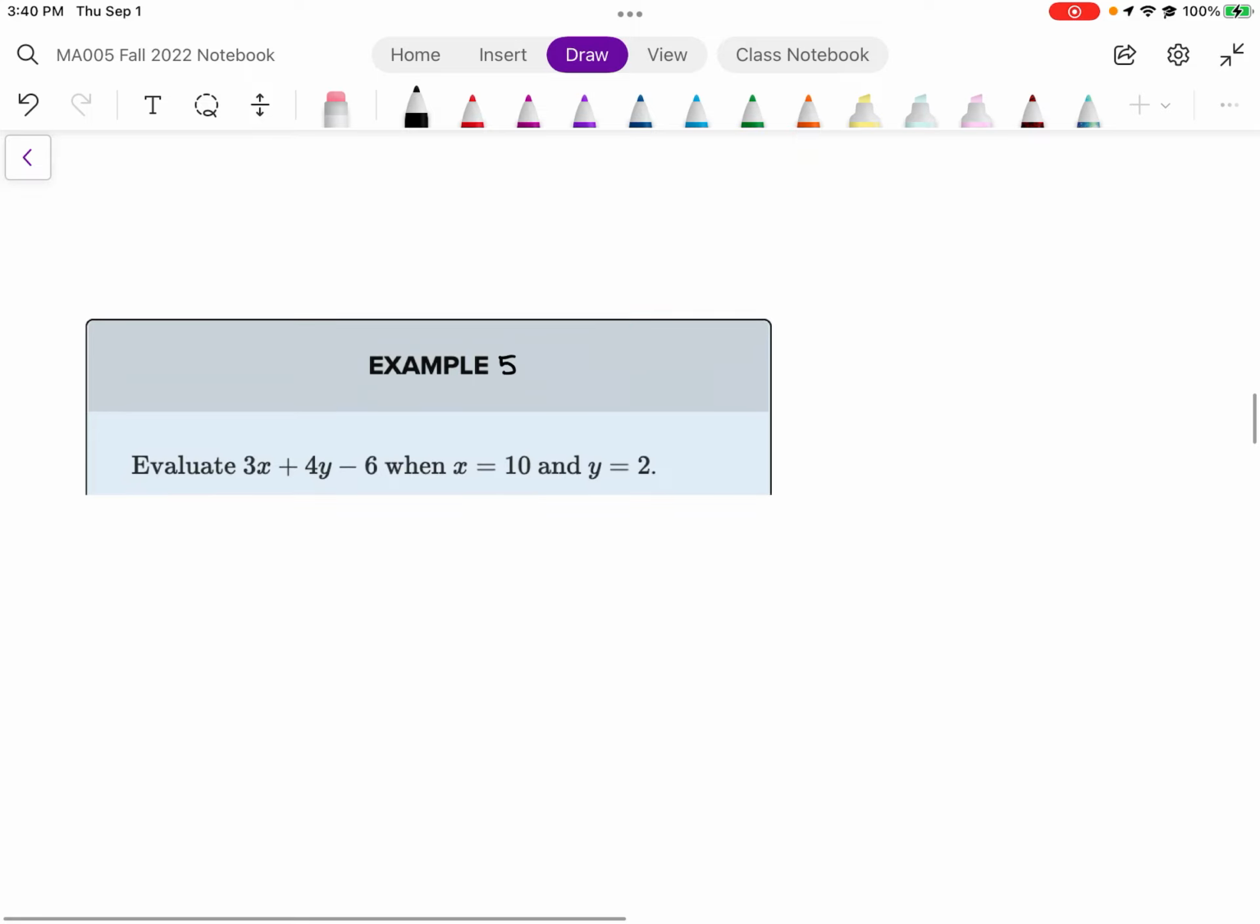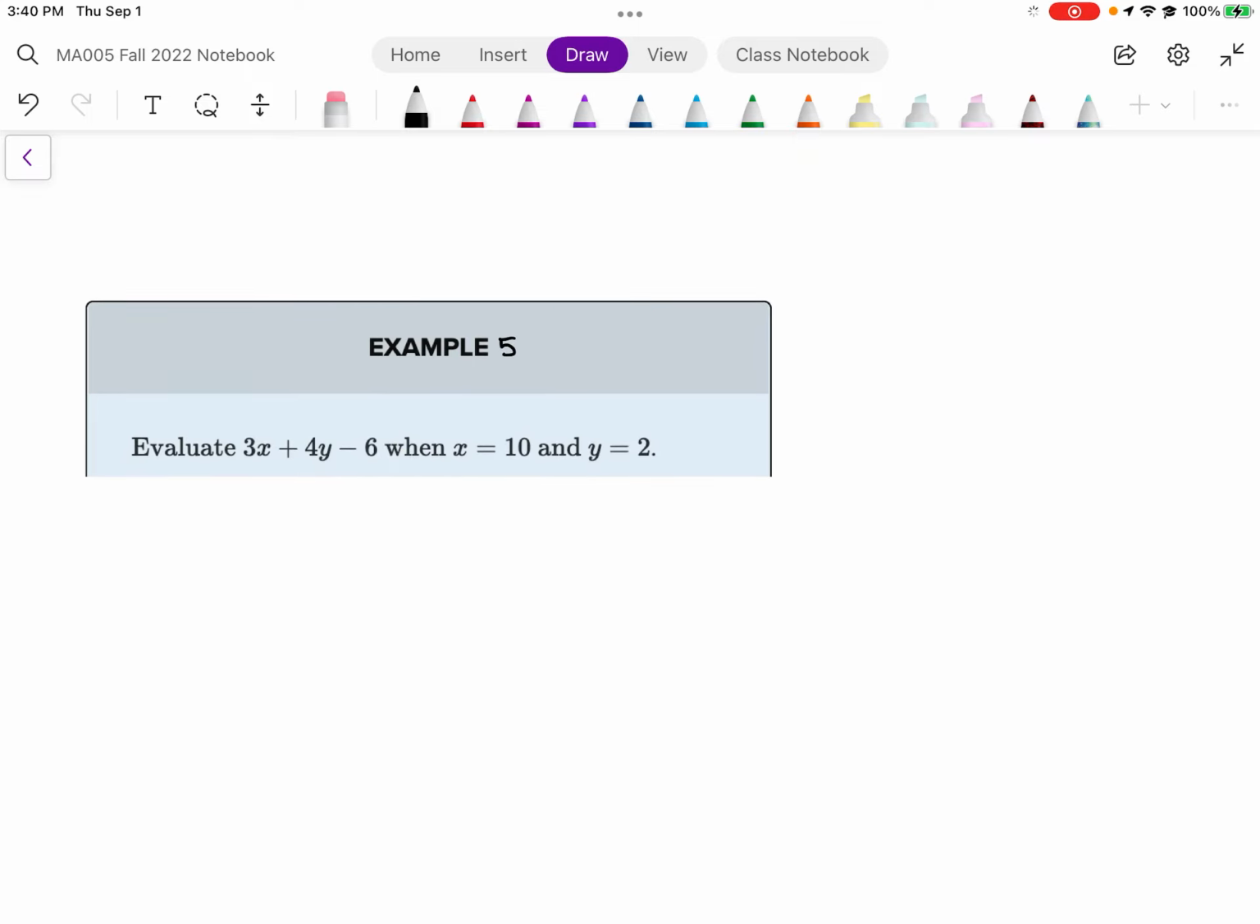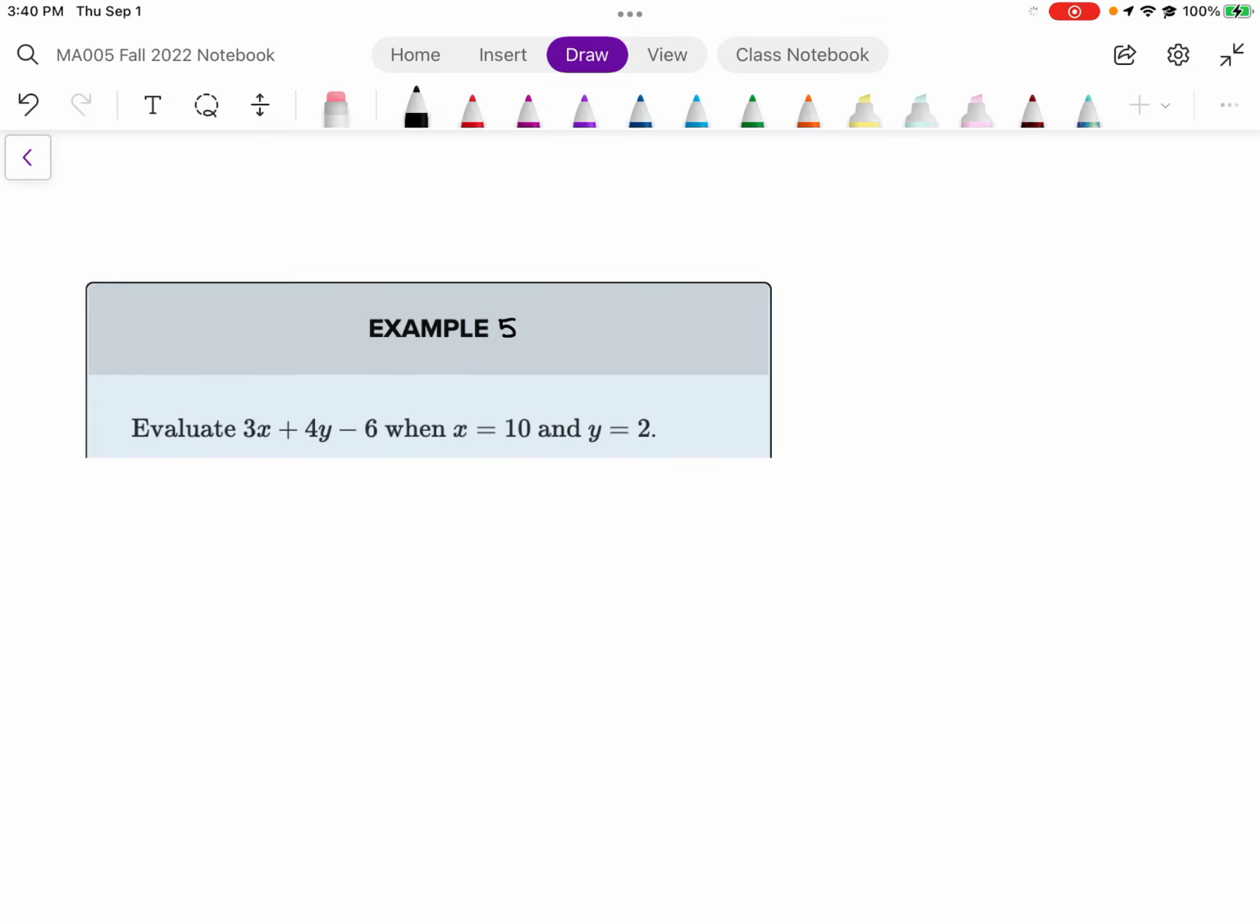All right, example 5. Example 5 is asking us to evaluate. So pause the video and give that one a try. All right, so we have an x, and this is our x. And we have a y, and this is our y. So be careful when you do this, okay?